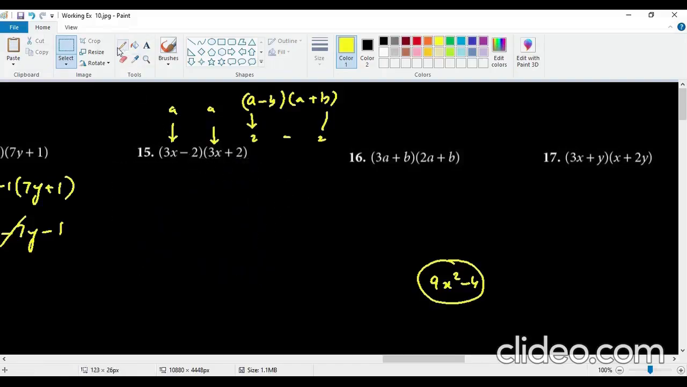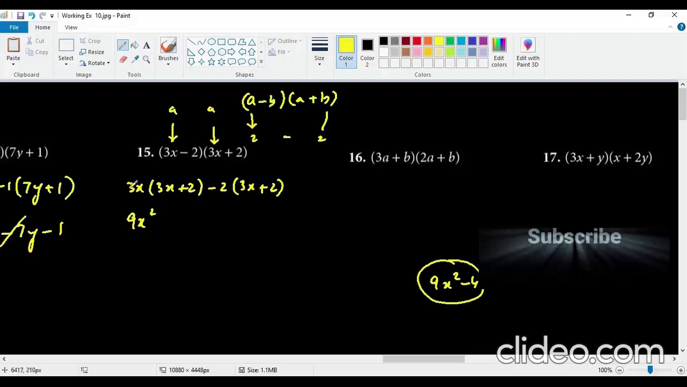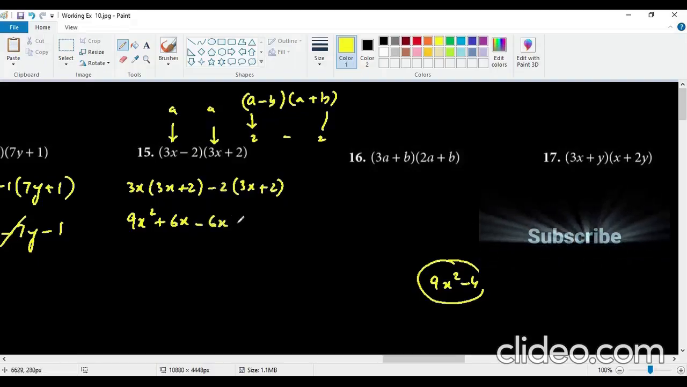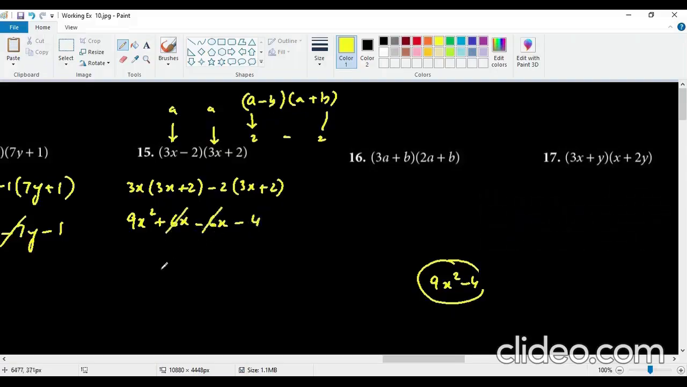Now, first is 3x multiplied by 3x plus 2, and I will multiply minus 2 with 3x plus 2. Let's see what we get. First one is going to give me 9x square. Now comes plus 6x, and the third one is going to give you minus 6x, and minus plus is a minus 2 times 2 is a 4. Now plus 6x and minus 6x get cancelled, and 9x square and minus 4 is going to be the answer, which was my prediction over here.